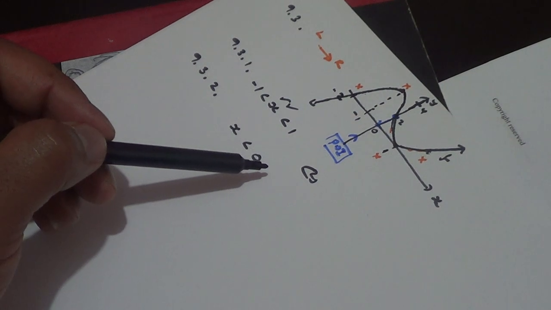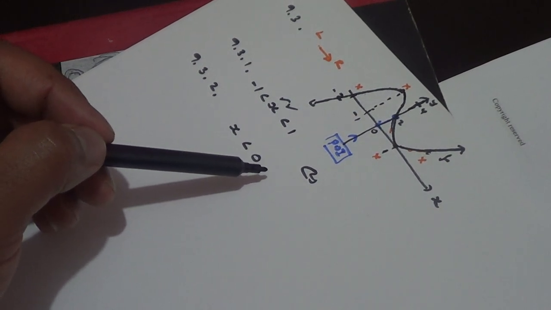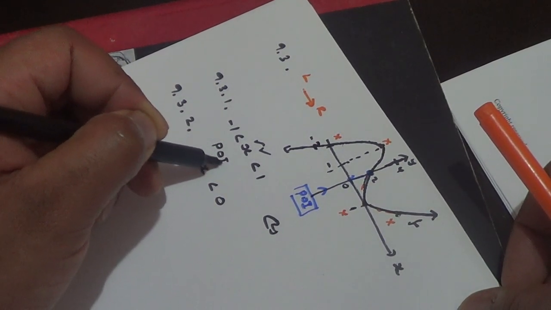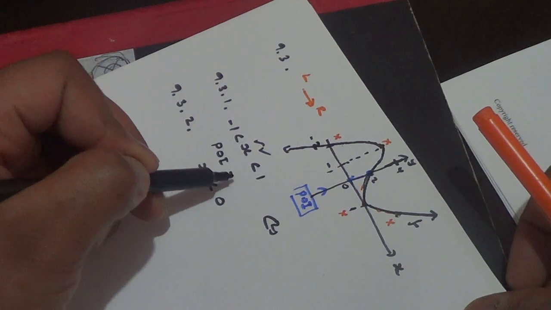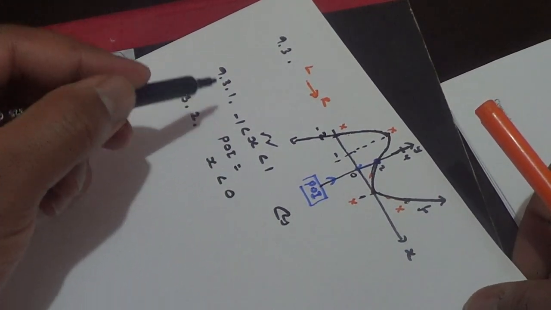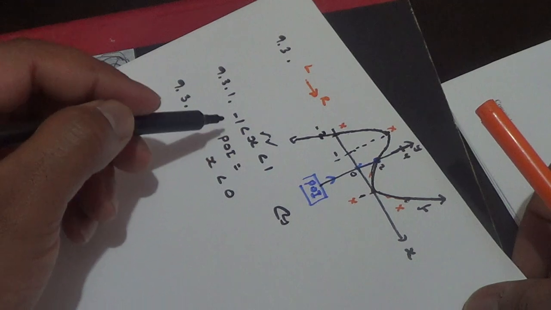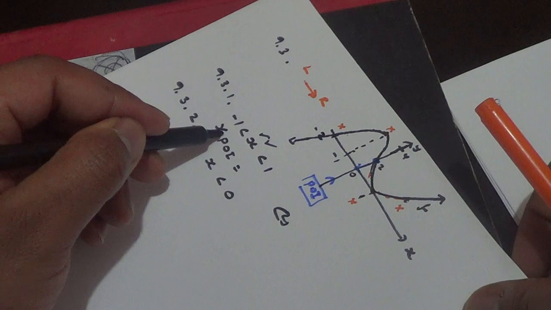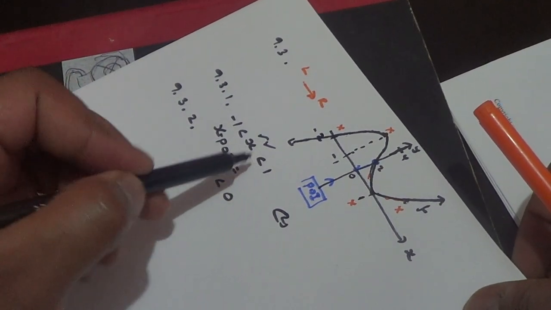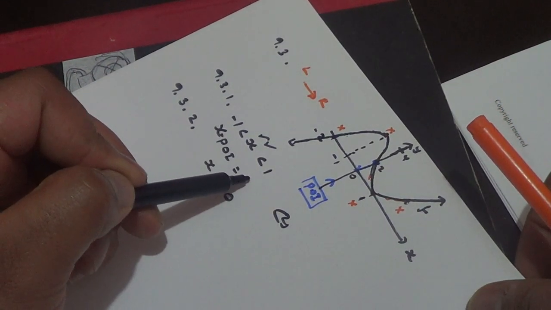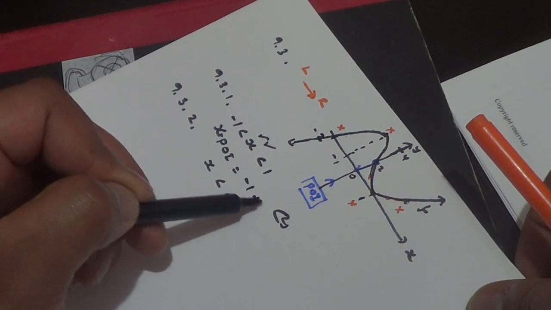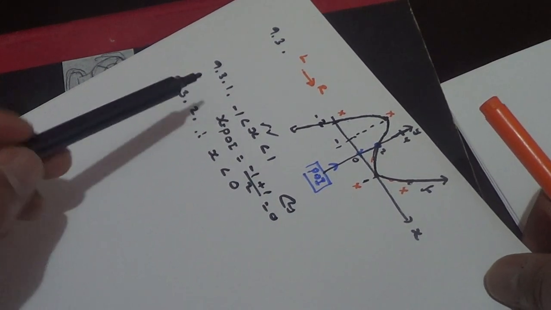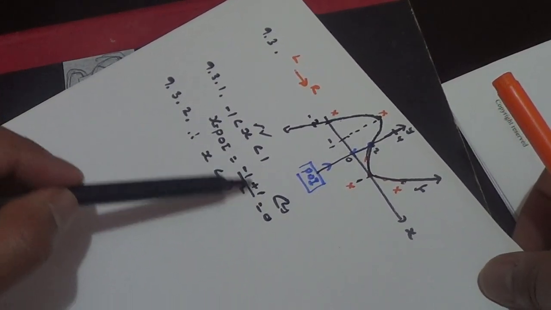I think it's 3 marks, so okay, maybe let's just be more elaborate. You can say the point of inflection is given by, say we want the x coordinate, the x coordinate of the point of inflection is going to be minus 1 plus 1 over 2, which is 0. And then you can say therefore, yeah, maybe let's start there because I think that is critical.